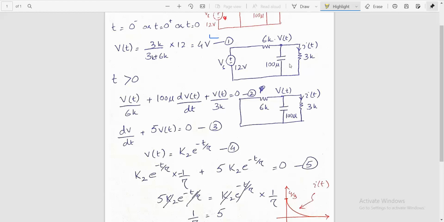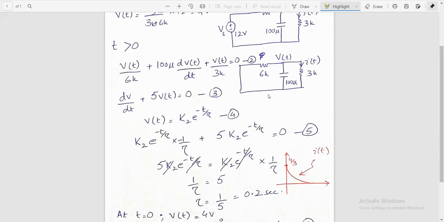The node voltage is V of t. Let us simply write the node equation. It will be V of t divided by 6k, plus 100 microfarads multiplied by dV by dt, the C dV by dt thing, and V of t by 3k. So let us simplify this equation.